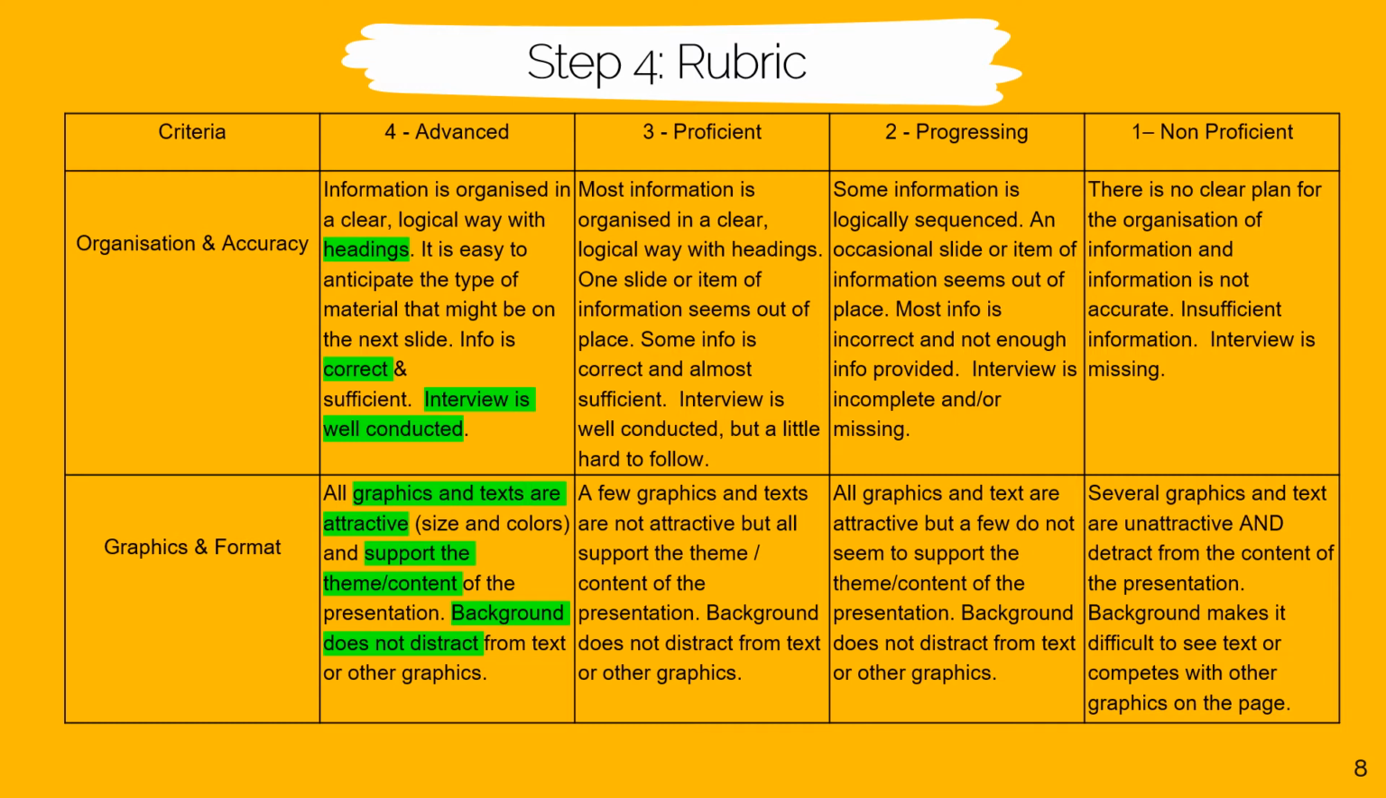This teacher wants a background for text where the writing can be read easily each time. And when you go down to the non-proficient end for graphics and format, if you go to the right, you can actually see that to get a non-proficient result, it's partly because the background makes it difficult to see the text, or the background competes with other graphics on the page. So this element is important to the teacher, and I will be putting this into my success criteria checklist because it was not in the assignment wording at the beginning.